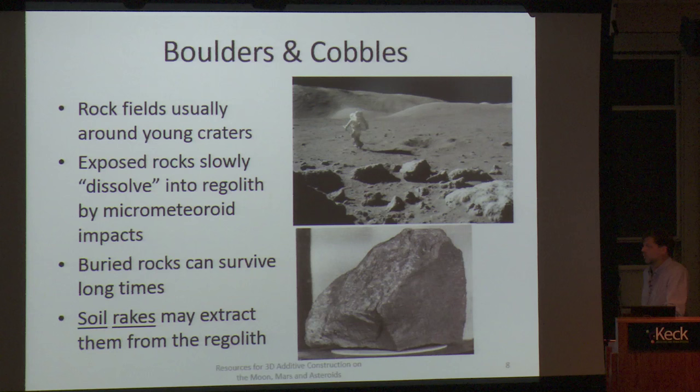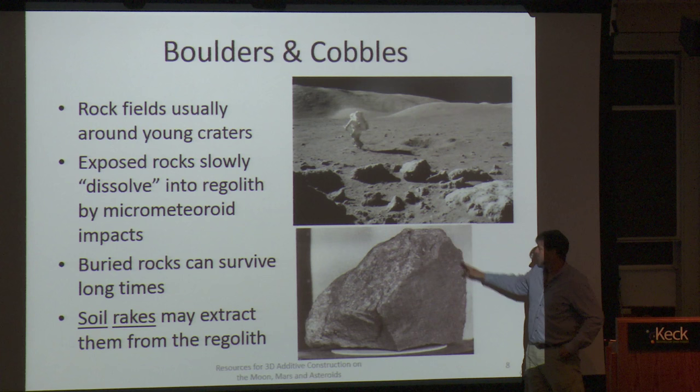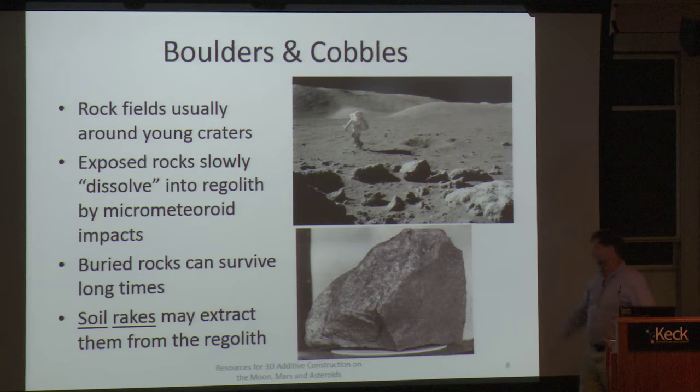Now, here's a rock that was partially buried in the soil. The upper surface is rounded where it was exposed. The lower surface that was covered by other regolith deposits was protected, and so the edges stayed sharp over millions of years. So there may be more rocks under the surface than we can see on the top because of this. And if you want rocks for construction, then we could perhaps use soil rakes to extract them from the regolith.